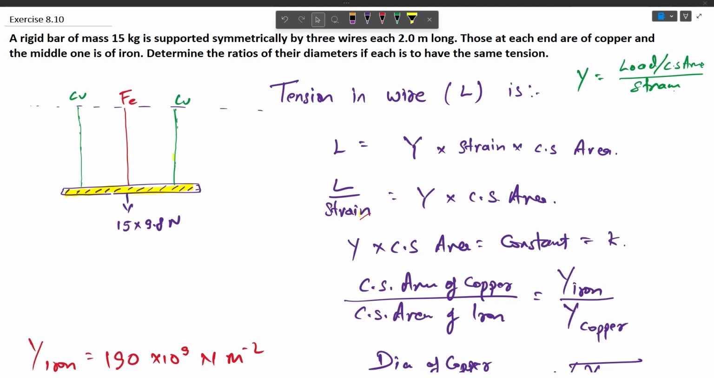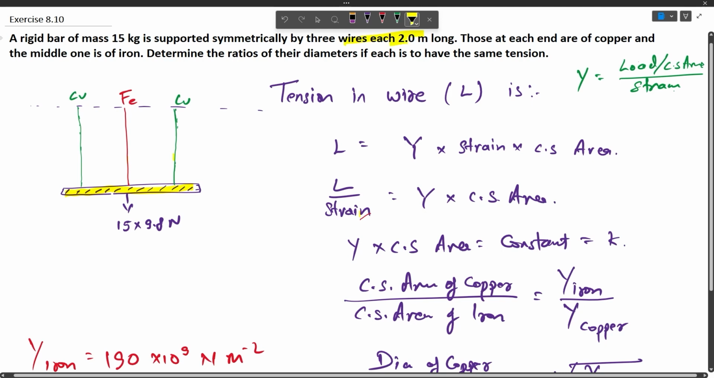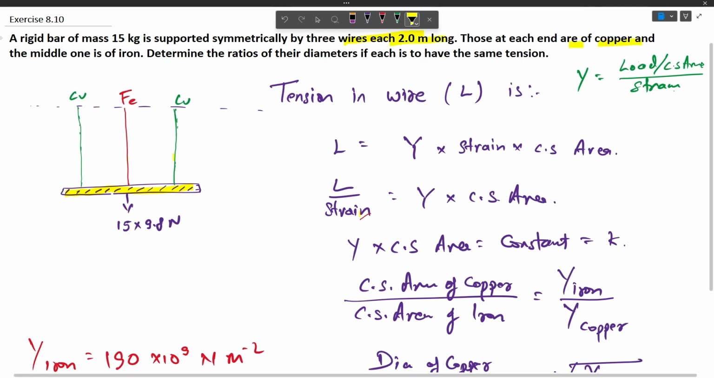The question says that a rigid bar of mass 15 kg is supported symmetrically by 3 wires, each 2 meter long. Those at each end are of copper and the middle one is of iron. Determine the ratio of their diameters if each is to have the same tension. So we have been given that a bar of 15 kg is being lifted by 3 rods. Now the opposite ends have copper wires lifting them, and the middle wire is iron.